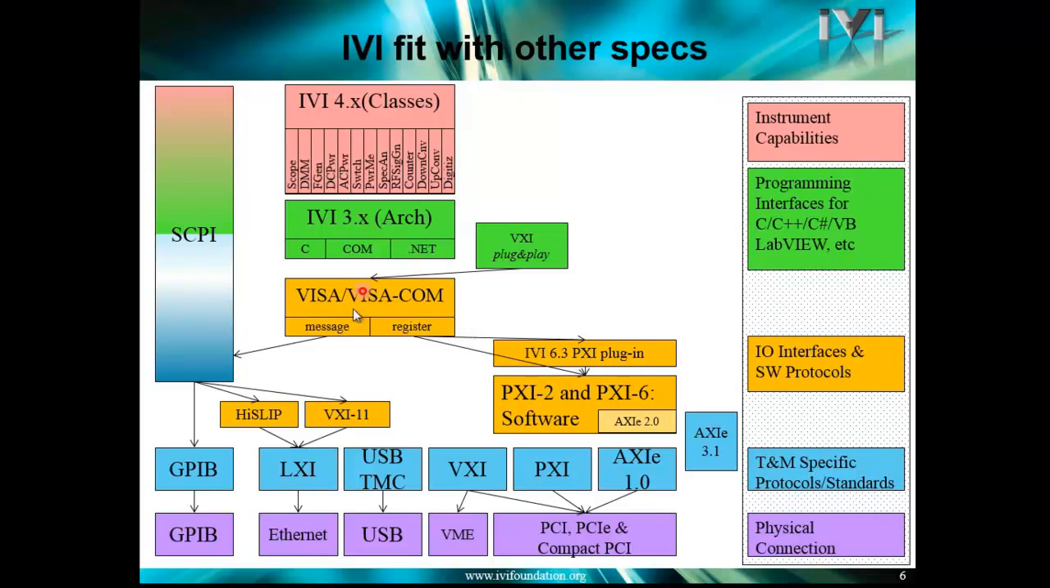VISA, most people are familiar with, is a common library for accessing the instrument I/O. So software applications are able to look into VISA and see all of these different I/O interfaces very similarly. So the application doesn't have to worry too much whether it's talking to a SCPI instrument on GPIB or a SCPI instrument on Ethernet or USB, or whether it's talking to a register-based instrument on any one of the various register-based interfaces.